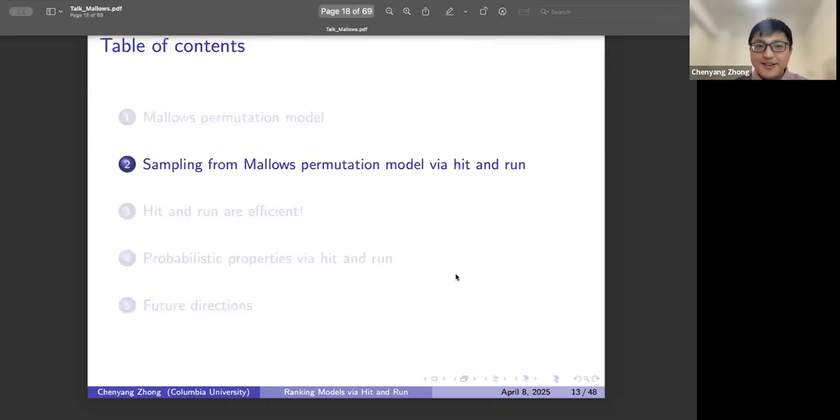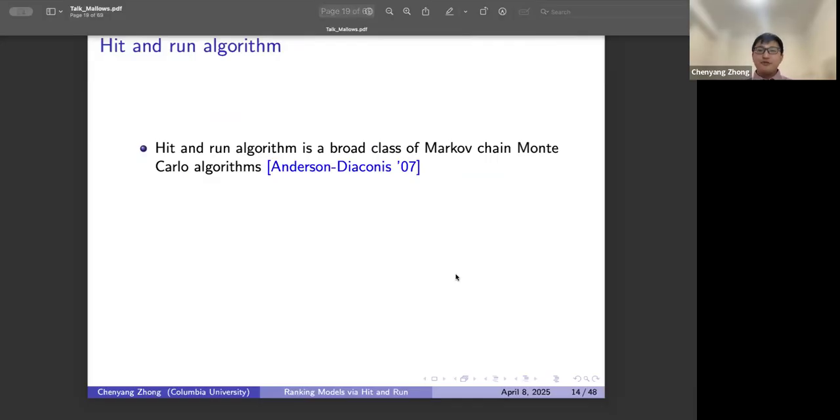Okay, so those are the context, and now I'm going to introduce the hit and run algorithm and see how they can be used to generate samples from those Mallows permutation models.